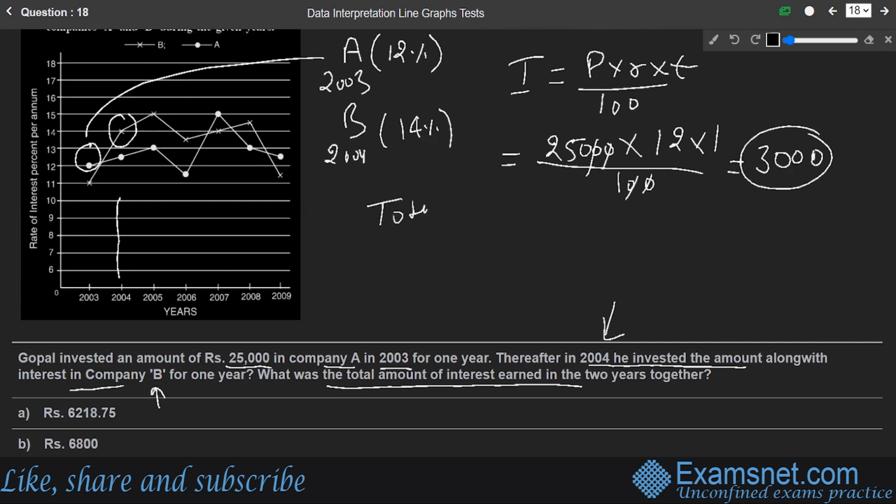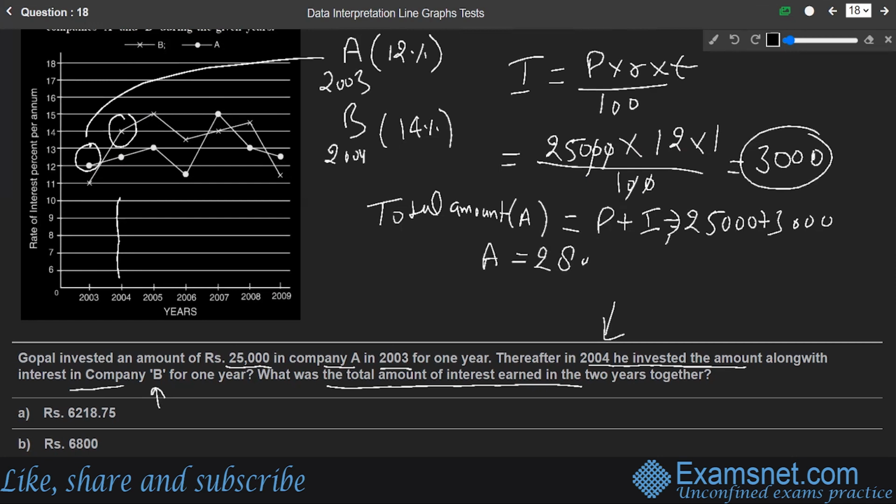So what is the total amount? By investing in company A, what was the total amount received? Total amount is nothing but principal plus interest. That is, principal is 25,000 plus interest is 3,000. So the total amount after the investment is simply 28,000. So this is the amount Gopal has earned, 28,000. Then this 28,000 has to be invested in 2004.